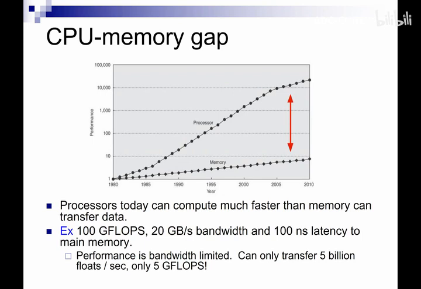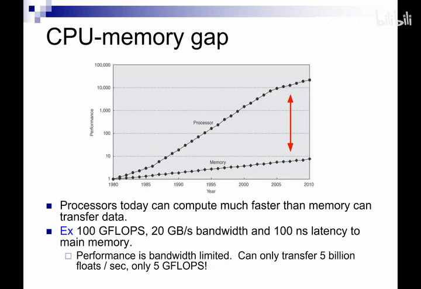each floating point value is going to take you 4 bytes. And so therefore, in each second, you can only transfer 5 billion floating point values. Right? So even though you can do 100 billion floating point operations, you can only transfer 5 billion of these values. And so therefore, you're going to be limited by your memory bandwidth to only 5 gigaflops, right? Only 1/20th of your actual processor performance.